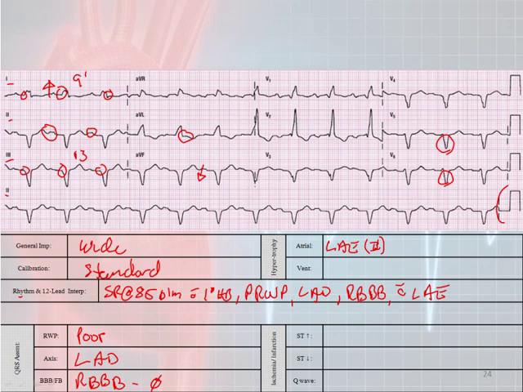When I write this stuff down, I just start here with R wave progression and just work my way through. Poor R wave progression, left axis deviation, right bundle branch block with a left atrial enlargement. That way I don't get confused and forget writing something because I'm jumping around.